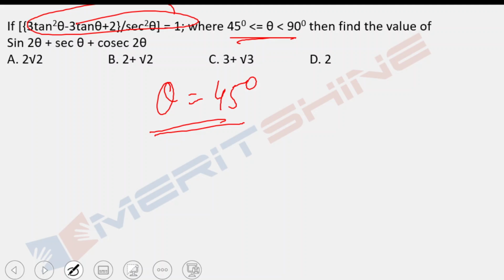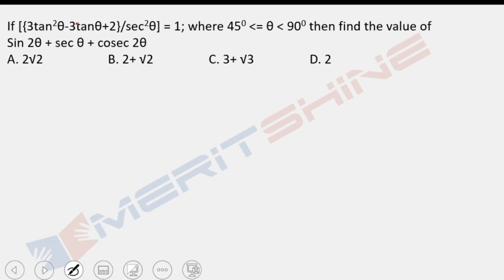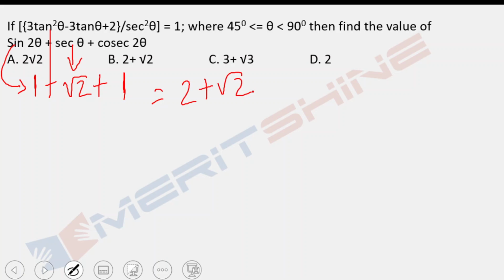Now, we have found the value of theta. What do we do now? Simple, put it here. So, sin 2 theta is sin 90 degree, which is 1, plus sec 45 degree. Sec 45 degree is how much, my dear friends? Yes, it is root 2. Okay, plus cosec 90 degree, which is also 1. So, you have 2 plus root 2. Your answer here, answer B. So, option B is your answer here. Clear? Okay. So, this is how you solve this question.